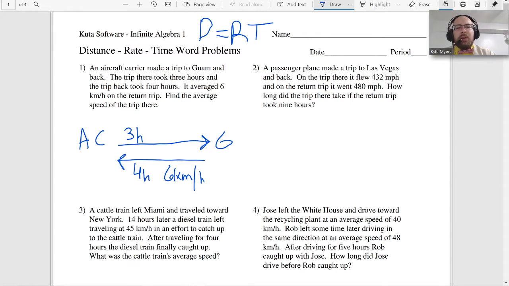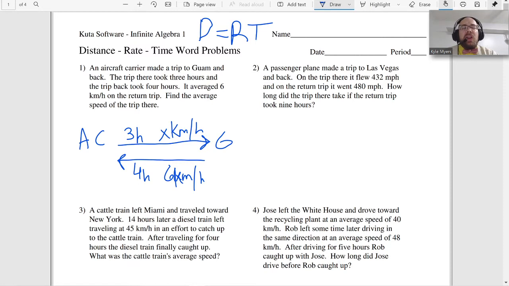We have 3 hours versus 4 hours, and then I have 6 kilometers per hour. Notice I'm just writing everything down, taking notes, so to speak. All the things that are important are going to be the numbers. So 6 on the return trip. Find the average speed of the trip there. Oh, so they want to know what the trip there is. Kilometers per hour is a speed, and we want to use the same kind of speed that they're using over there. So we want to know x.